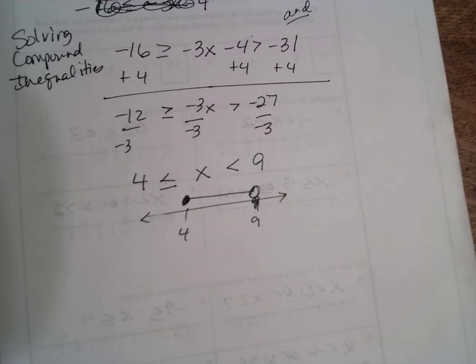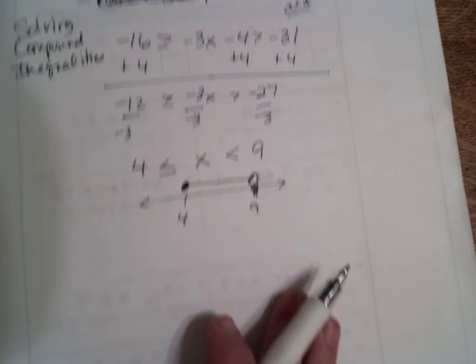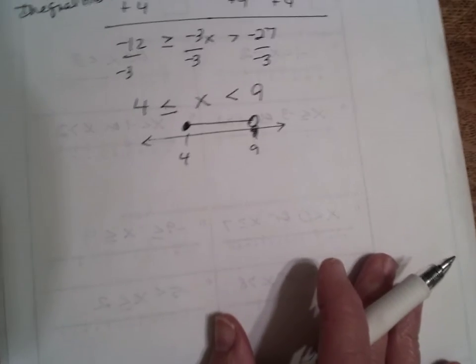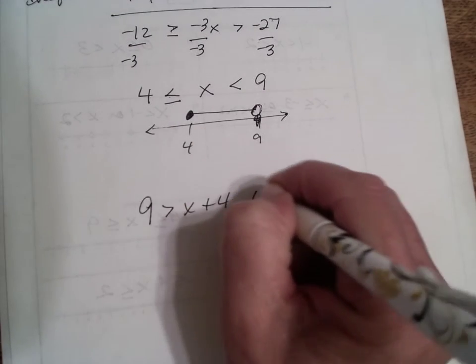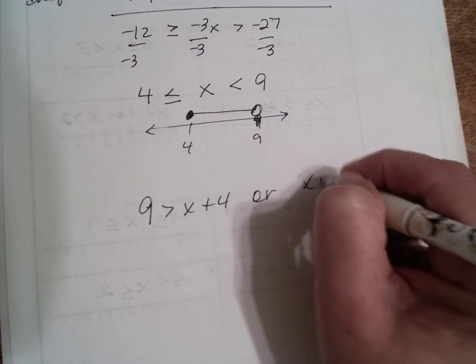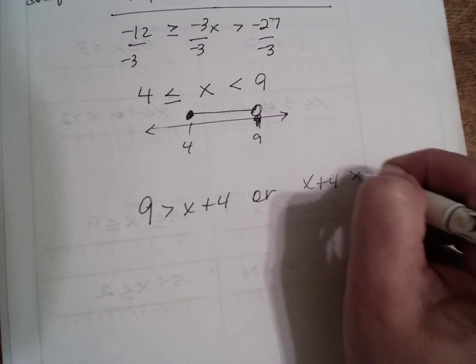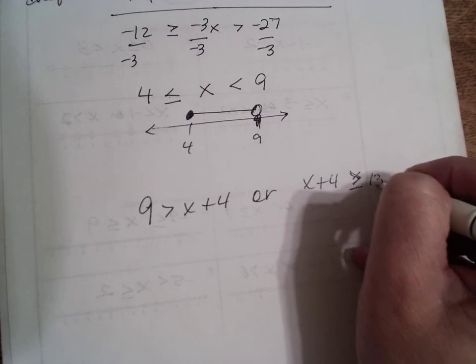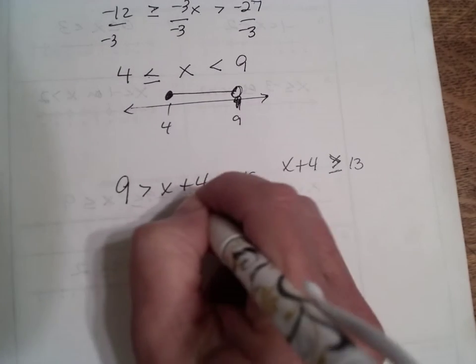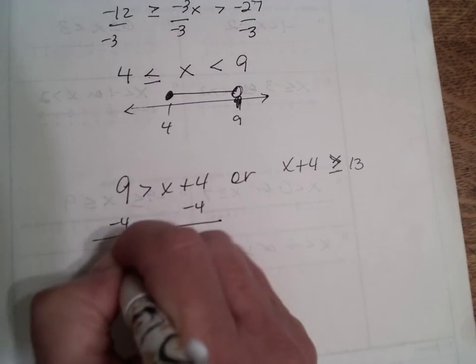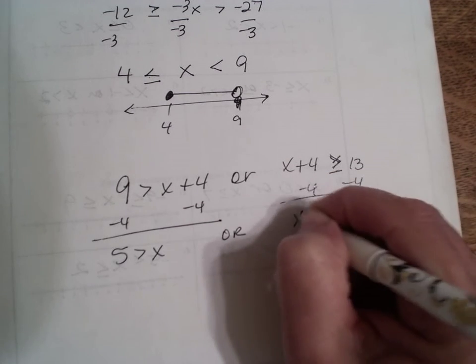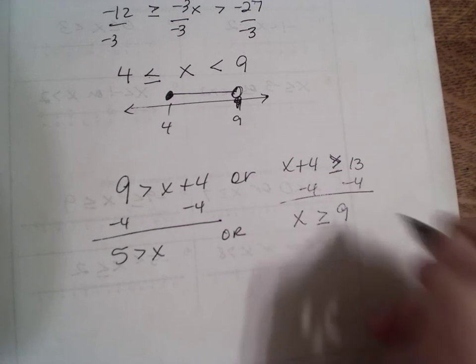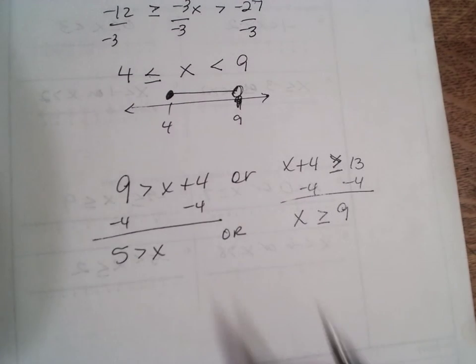Okay, now let's do an or one. So we have an and statement, and now we can do an or one. So let's do 9 is greater than x plus 4, or x plus 4 is greater than or equal to 13. So you're going to subtract 4, and you have 5 is greater than x, or subtract 4, x is greater than or equal to 9. And very similar to our answer there.